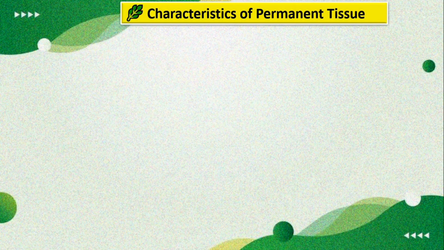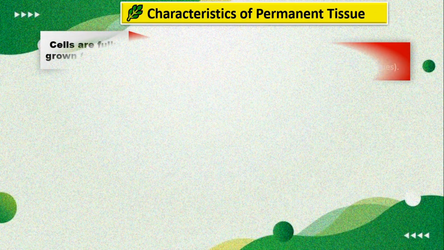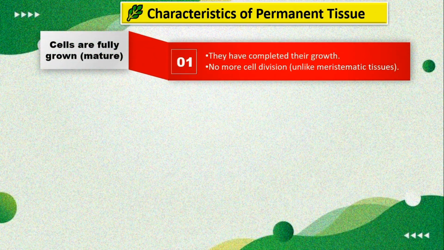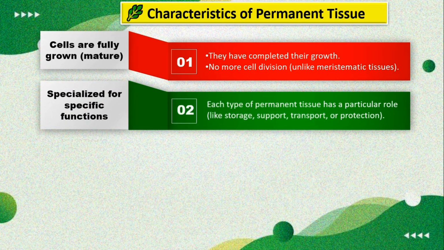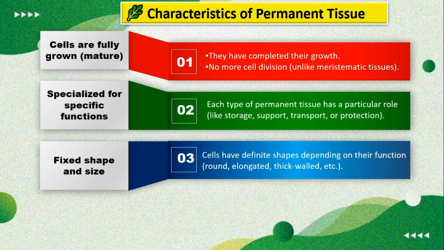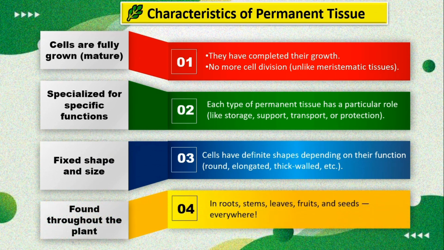Now what are the characteristic features of a permanent tissue? The first one is that the cells are fully grown, that is they are matured, they have completed their growth and they perform some specific functions like storage, transport, protection, etc. The third is that they have fixed shape and size. The next characteristic feature is they are found throughout the plant, that is everywhere in the plant they are seen.